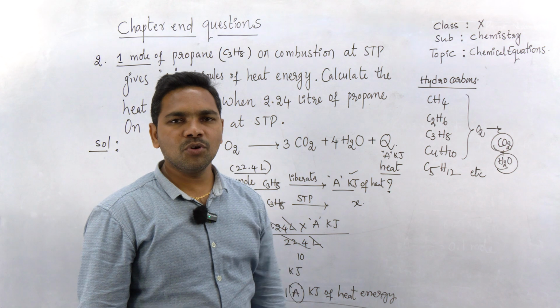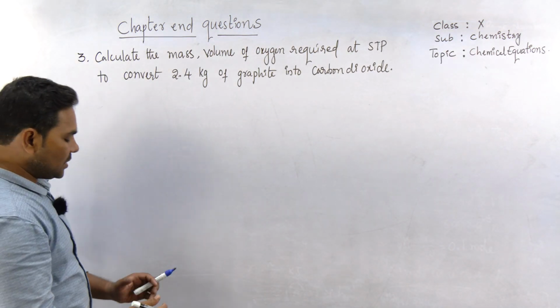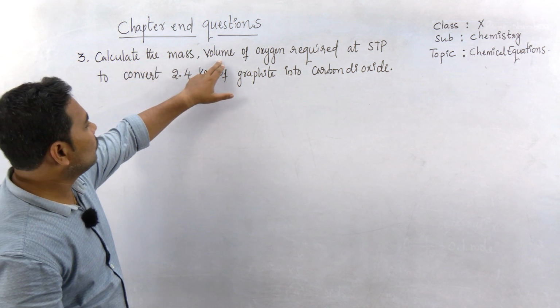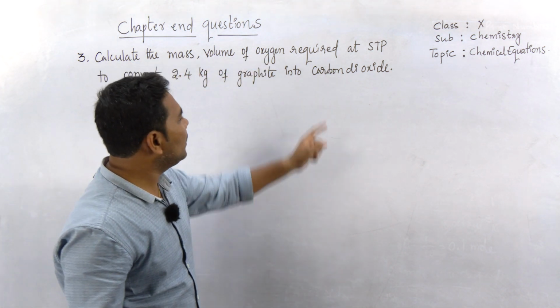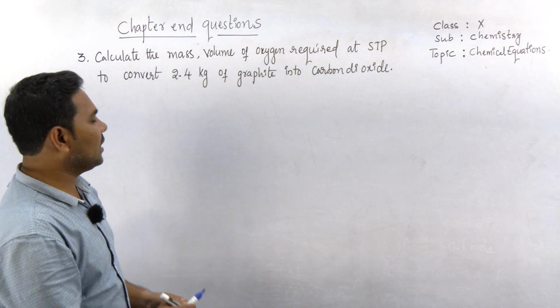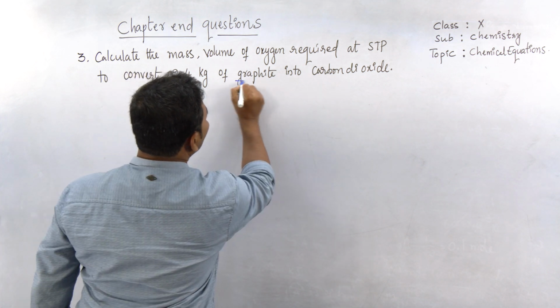Now let us see one more question on this concept. Let us see one more question on chemical equations. We are given a question: calculate the mass and volume of oxygen required at STP to convert 2.4 grams of graphite into carbon dioxide. So what is graphite?